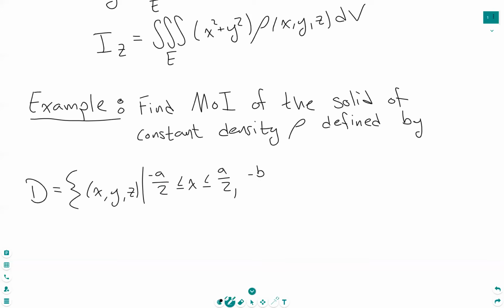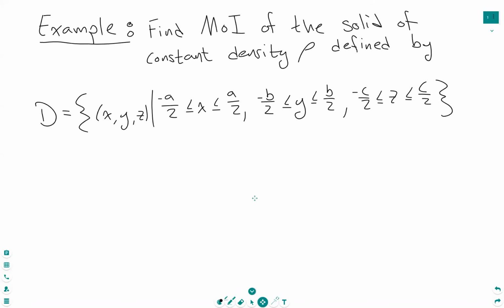We have y bounded by negative b over 2 to b over 2. And then z is bounded by negative c over 2 to c over 2. So it looks like we've got a rectangular prism with length a, width b, and height c centered at the origin. We know that it has constant density, which is pretty nice. So let's go ahead and try to find all of these moments of inertia.